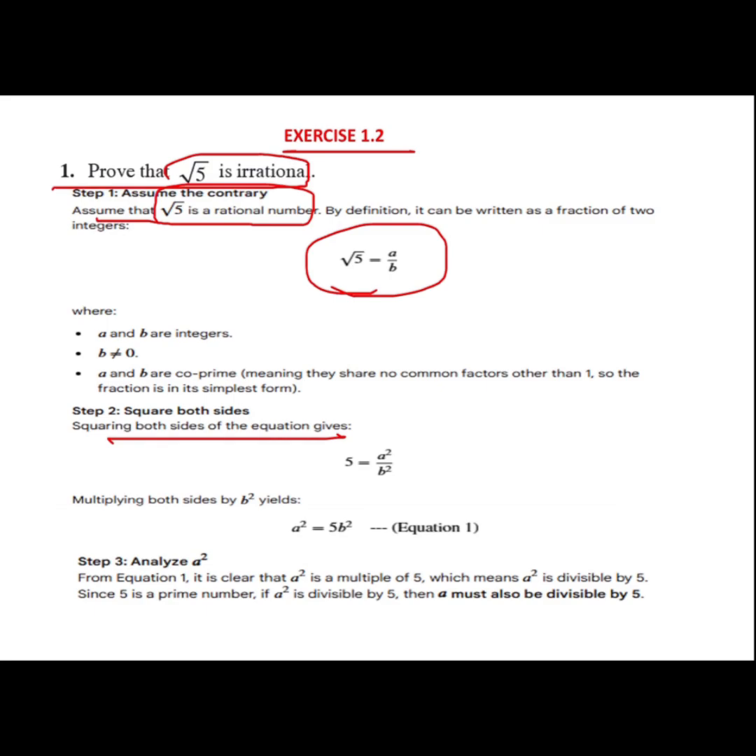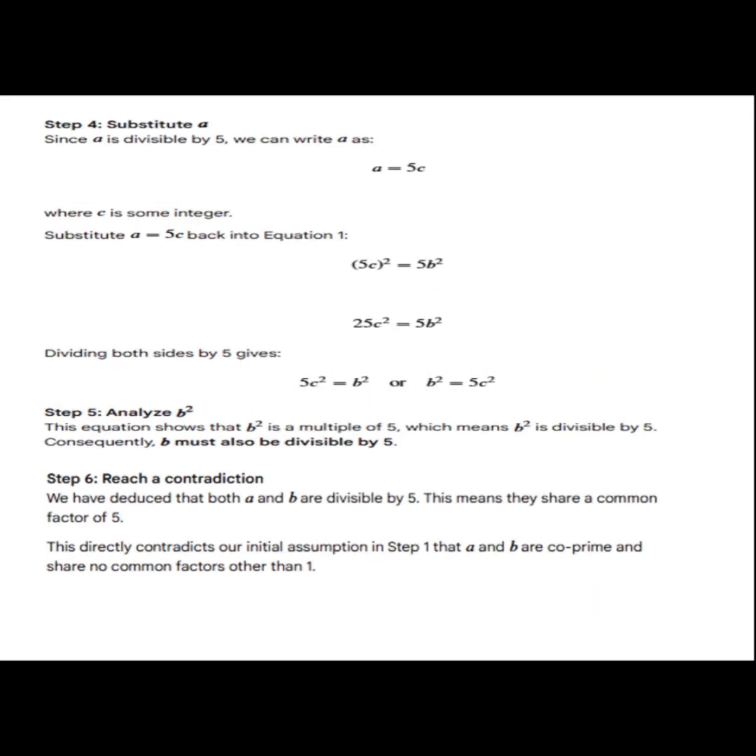Squaring on both sides gives that 5 is equal to a square by b square. Multiply on both sides by b square. This yields a square is equal to 5 b square. From this equation, it is clear that a square is a multiple of 5, which means a square is divisible by 5. Since 5 is a prime number, if a square is divisible by 5, then a must also be divisible by 5.